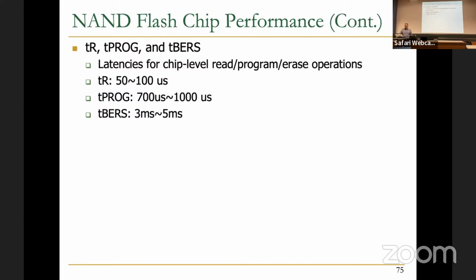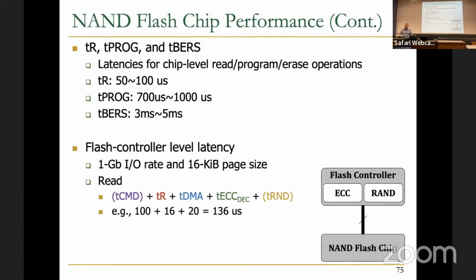Okay, so now let's do some calculation. We know these are the values for sensing, programming, and erasing. You can also see some ranges here, because read can be 50 to 100 microseconds on average, program can be 700 microseconds to 1 millisecond, and erasing also varies, from 3 milliseconds to 5 milliseconds.